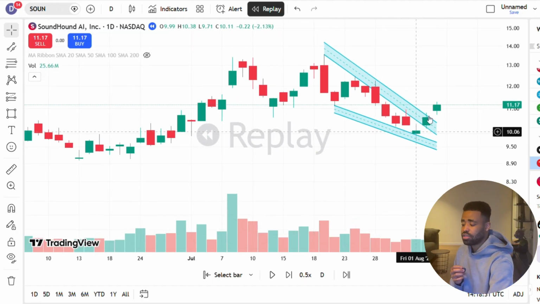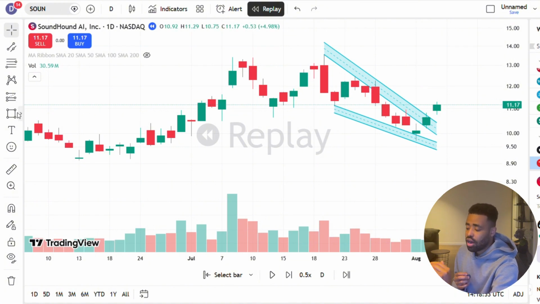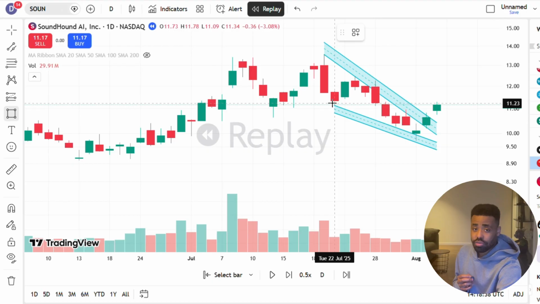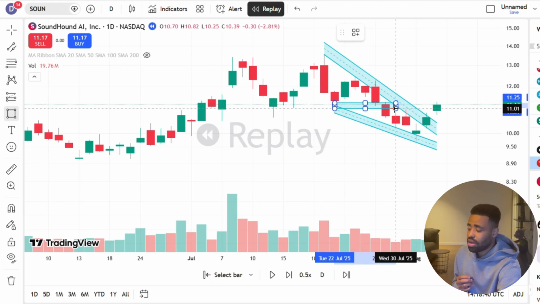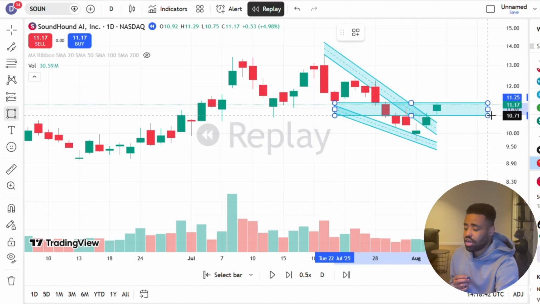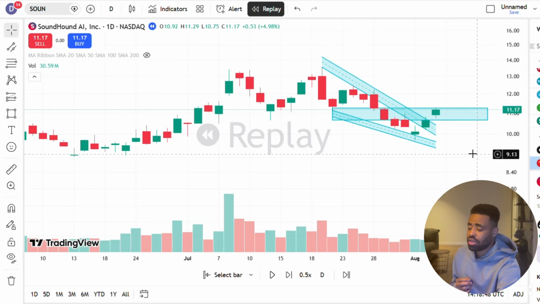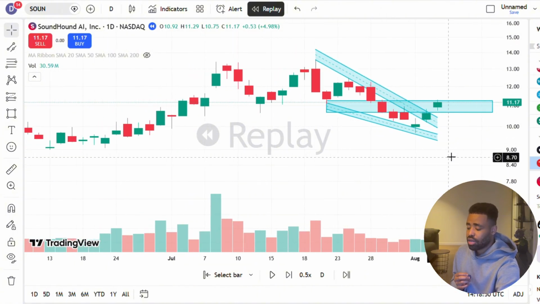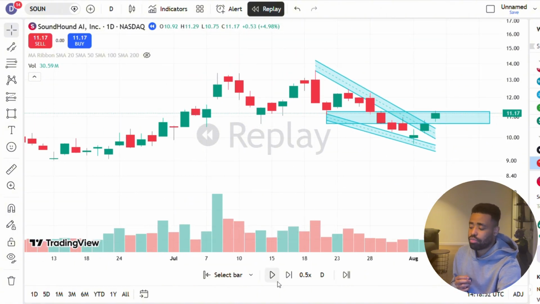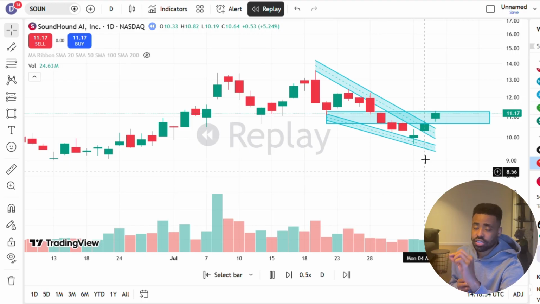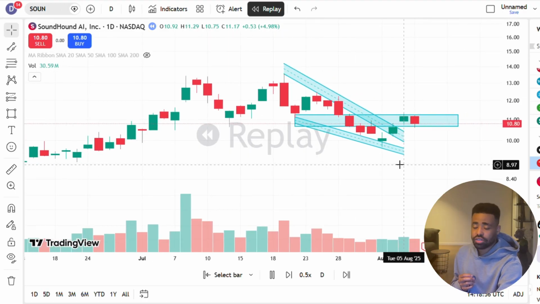So first, I want to see a clean break of a level, not just a small push through it. If price is barely creeping above a level without real momentum, I'm personally not taking that trade. Some of you guys out there might, but for me personally, I wouldn't touch it. But even when I see strong momentum, I'm still not entering, because after the breakout, I want price to come back, which is considered the retest. And this is where the real setups form.